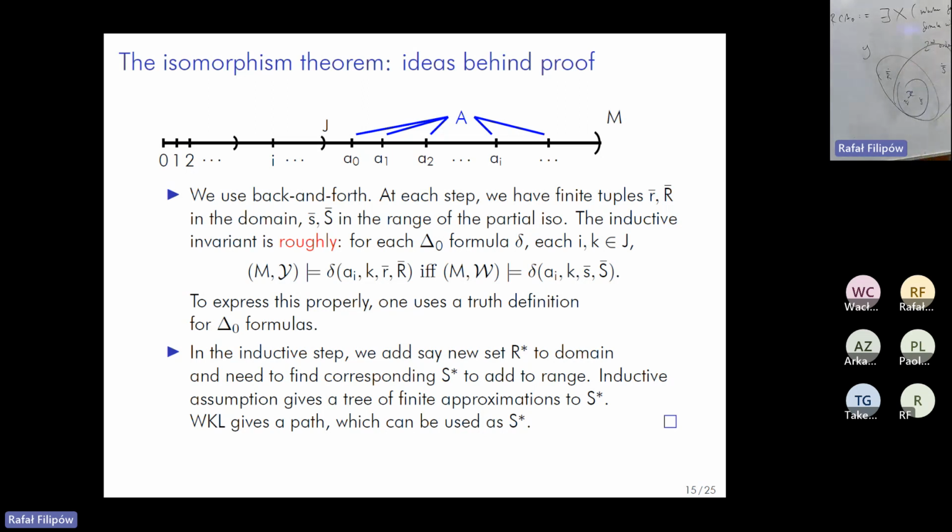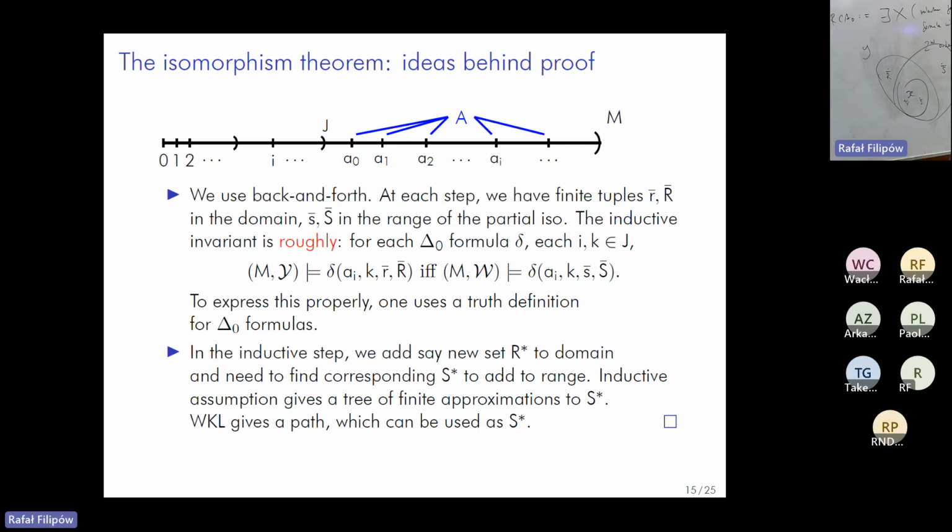And the inductive invariant is roughly, and this is not quite precise, and it can't be precise as stated, that for every bounded formula, so just a Δ0 formula with no second order quantification and no unbounded first order quantification, for every element of this strange cofinal set A, for any element of this cut that somehow represents the cardinality of the set, it's satisfied by the tuple of r's in the first model if and only if it's satisfied by the tuple of s's in the second model.